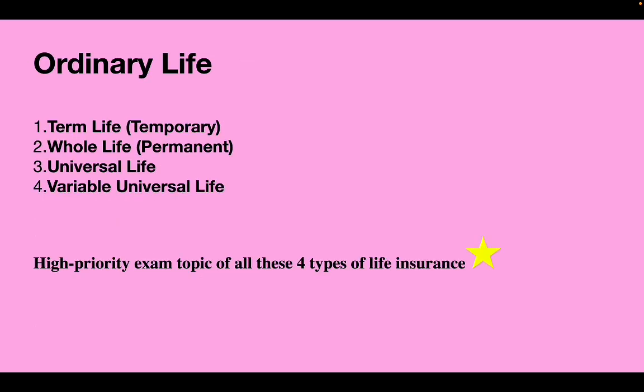Ordinary life insurance includes term, whole, universal, and variable universal life. These policies are more flexible and offer different guarantees, cash value options, and varying levels of risk, making them suitable for long-term protection and planning.